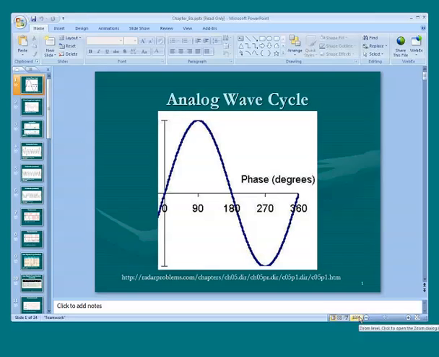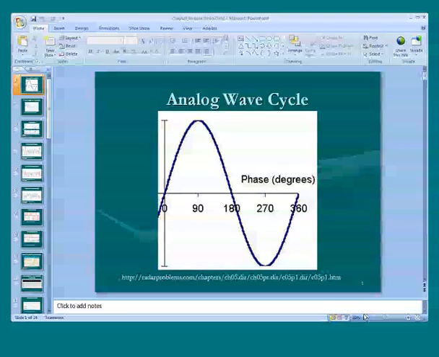Let's take a look at an analog wave, which is typical of what is found in electrical signals and radio waves. A wave can be seen in terms of a 360-degree circle.